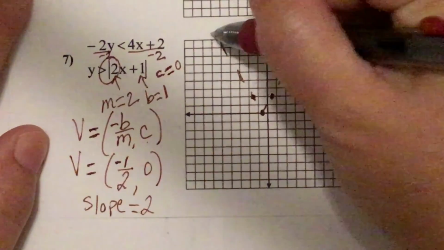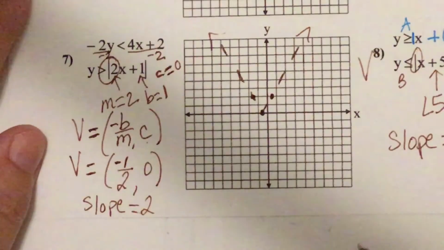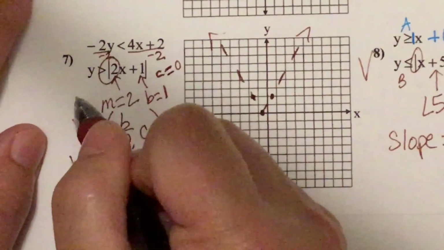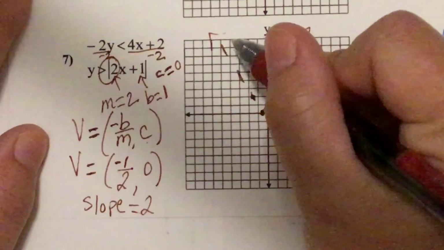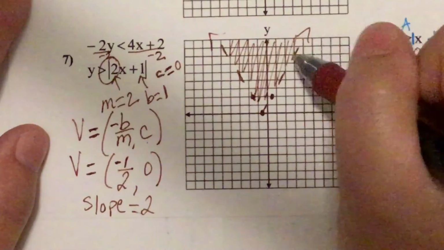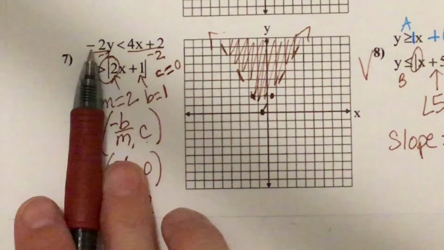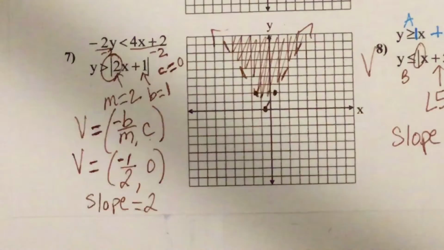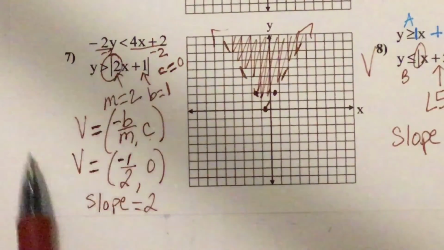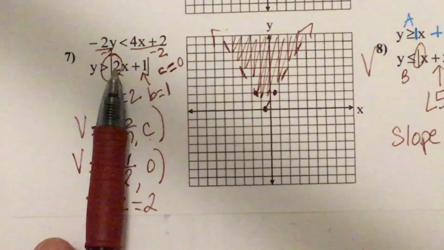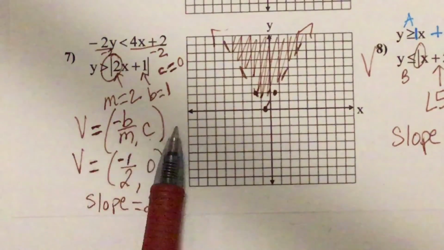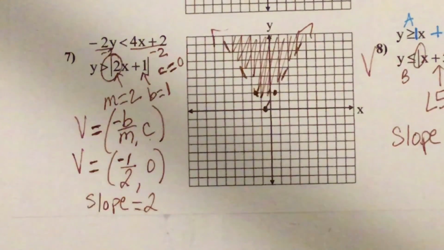And would I shade above or would I shade below? It's greater, so I would shade above. So this is above my V. And then, of course, I could draw that line and graph that. But I just wanted to talk about this one because the M was not a 1. So I wanted to remind everybody, when the M's not a 1, you've got to do your formula. It's formula time.